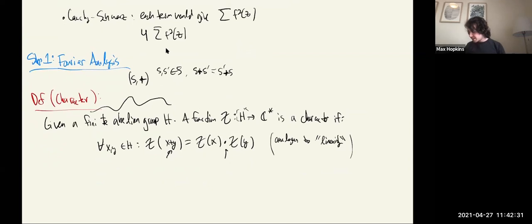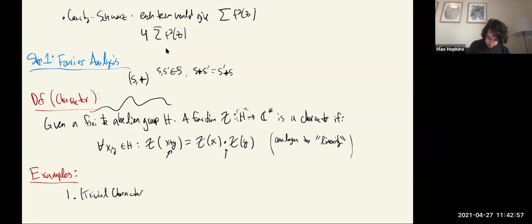Okay, so that's a character, basically just a group homomorphism. This is maybe general and abstract and unclear, so let me give a few examples of characters. The first example is called the trivial character. This is a character for all finite abelian groups, I guess actually for all groups. We're going to denote it by chi 0, and it's just defined to be 1. It's just the constant function.